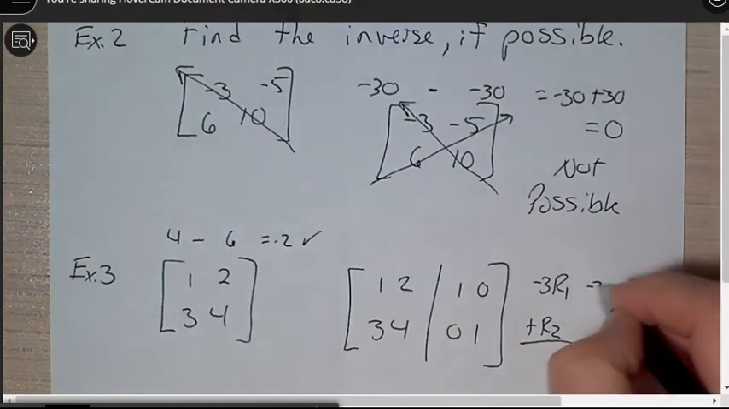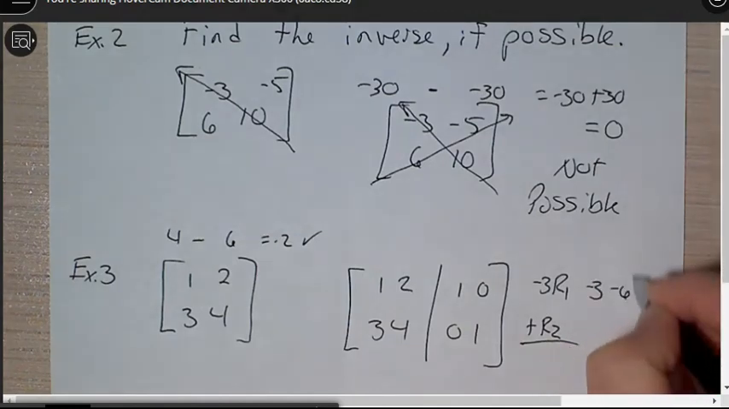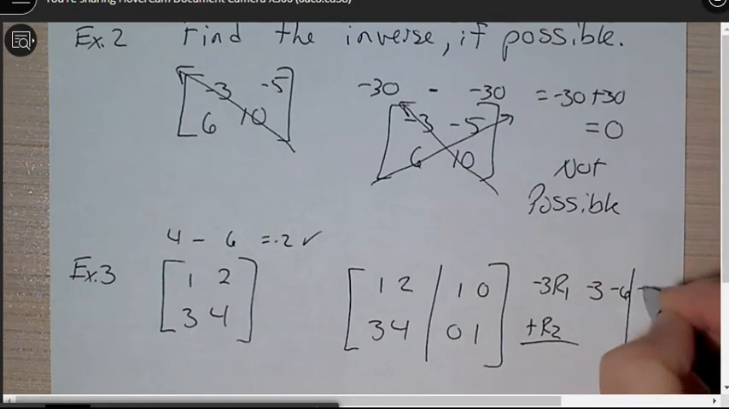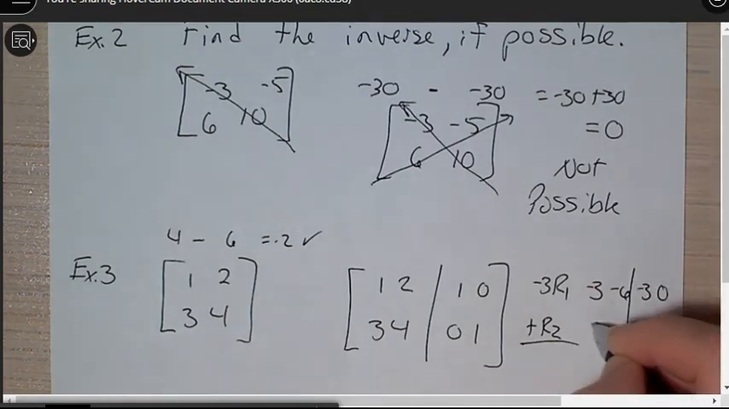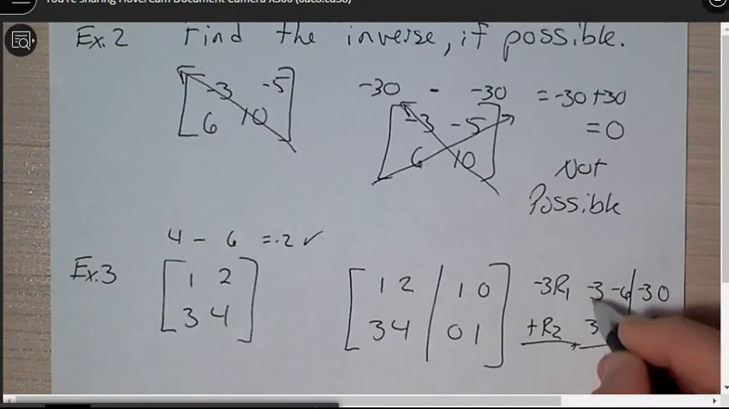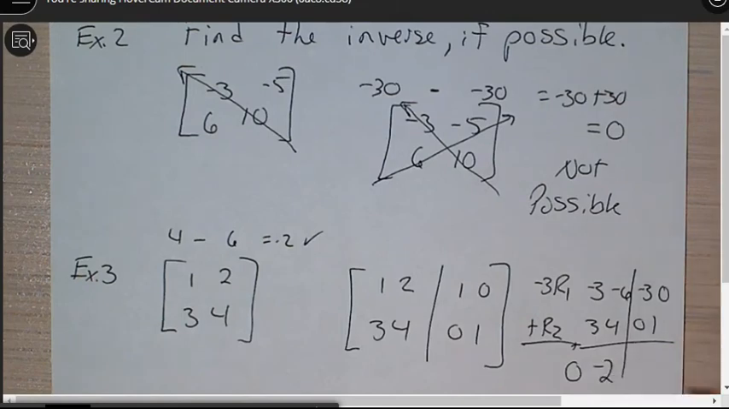We're going to get it in right here. So it's -3, -6, -3, 0. We're going to add that to 3, 4, 0, 1. So -3 plus 3 is 0. -6 plus 4 is -2. -3 plus 0 is -3, and 0 plus 1 is 1.